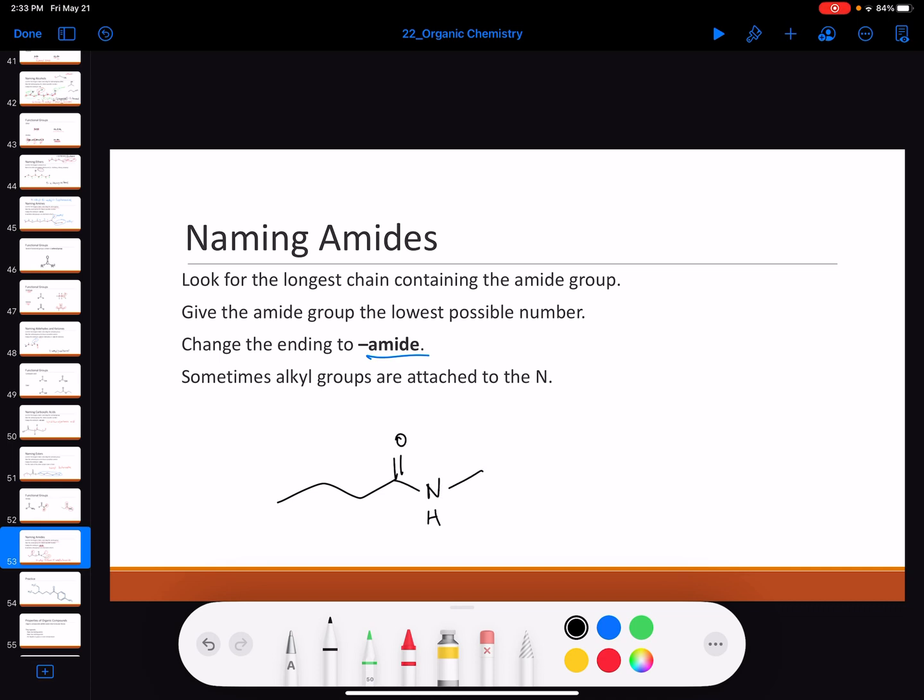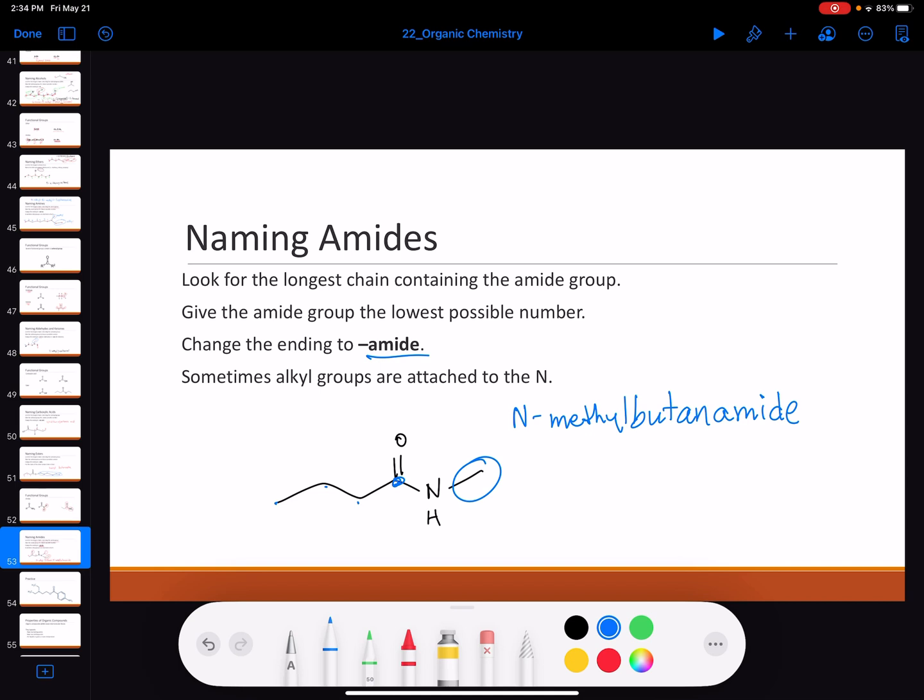So if I had this molecule here, I would look for my carbonyl, right? That chain contains 1, 2, 3, 4 carbons. So that would be butane, but it has an amide, so it's butanamide. And then it looks like I've got a methyl group attached to that nitrogen, so this one would be specifically N-methyl butanamide. I should have actually put those words together, N-methylbutanamide.